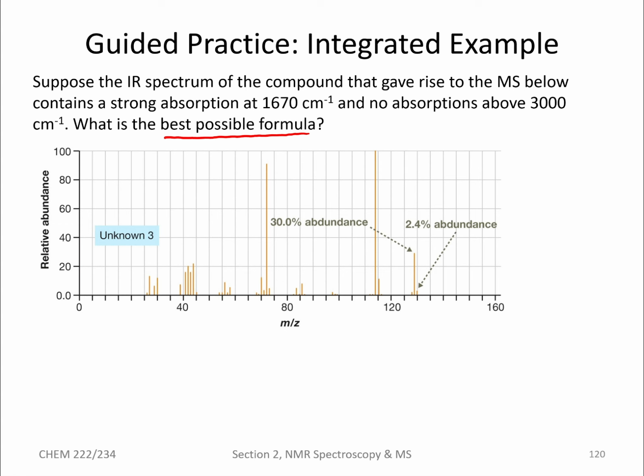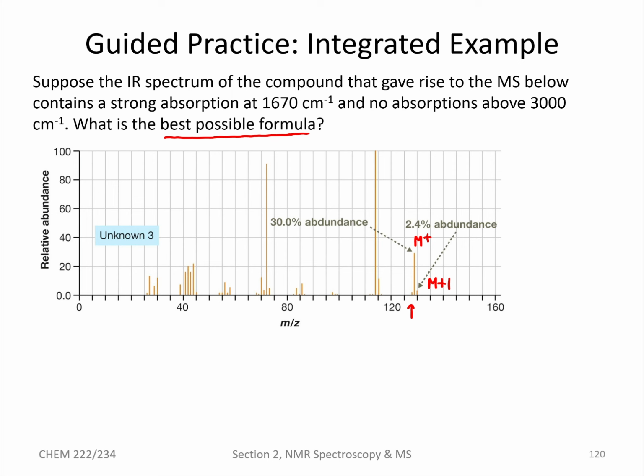We can see that we've got this group of signals over here, kind of around 130. And what we see here is that we've got a larger peak at 129 with a relative abundance of 30%, and a smaller peak at 130 with a relative abundance of 2.4%. And these are most likely to be our molecular ion, or our M+, and our M+1, because there's nothing else further to the right than that.